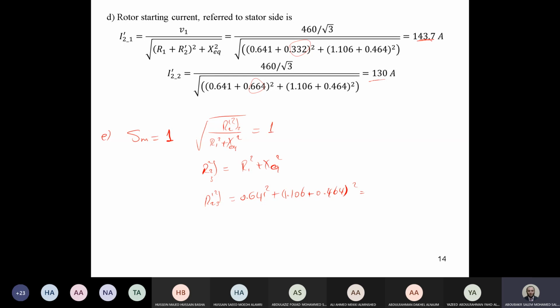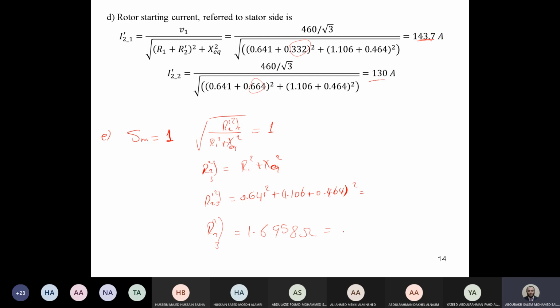So 0.641 squared plus (1.106 plus 0.464) all squared. The square root of this value will give you 1.695. So we can say now R2 prime in case 3 equals 1.6958 ohms, which equals to what? What is the corresponding value of this resistance?